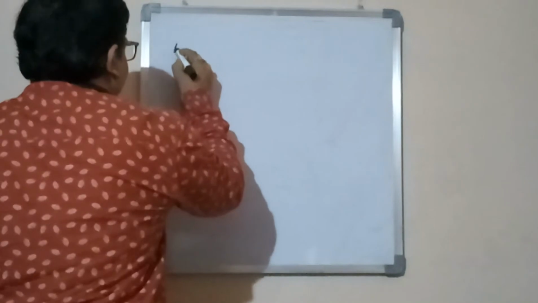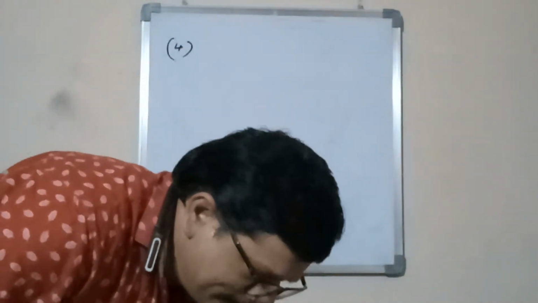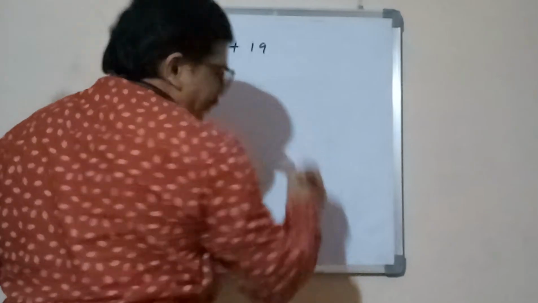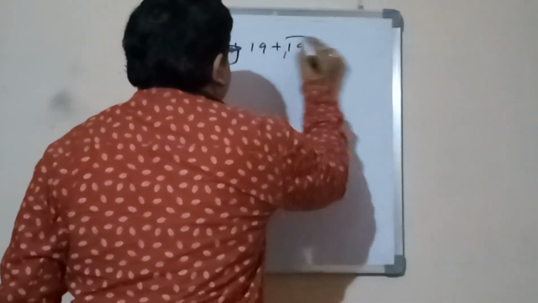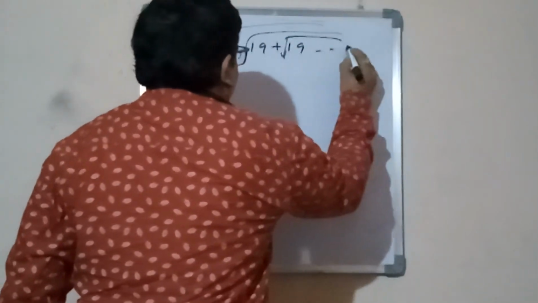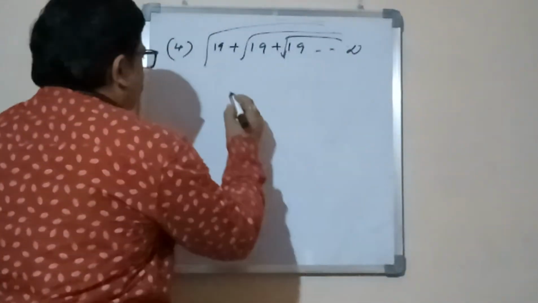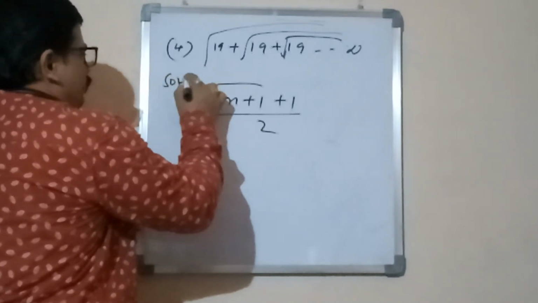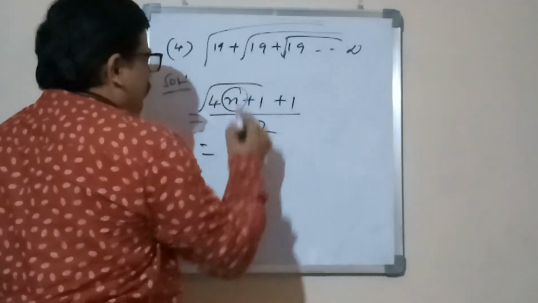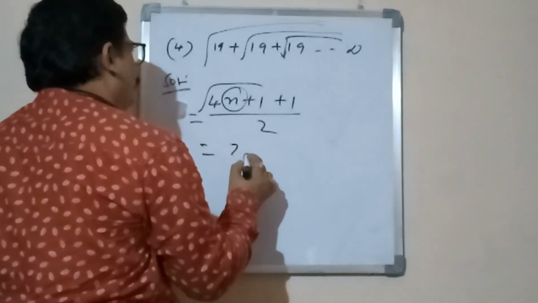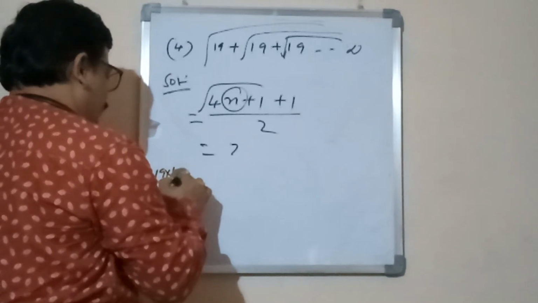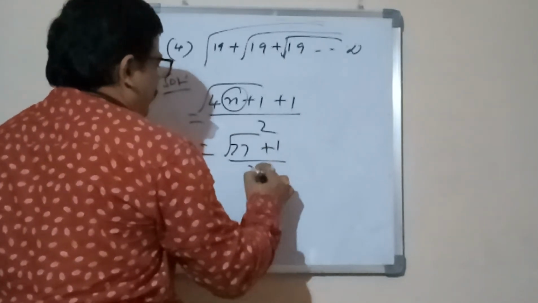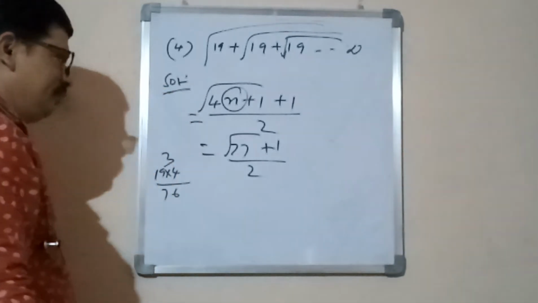Next, the fourth bit here. Root 19 plus 19, again plus, this root up to infinity. This is the actual one formula: 4n plus 1 plus this, by 2. The solution is a shortcut, very easy. Substitute n equals 19. 19 into 4, 4 nines are 36, 4 ones are 76, 77 plus 1 by 2.